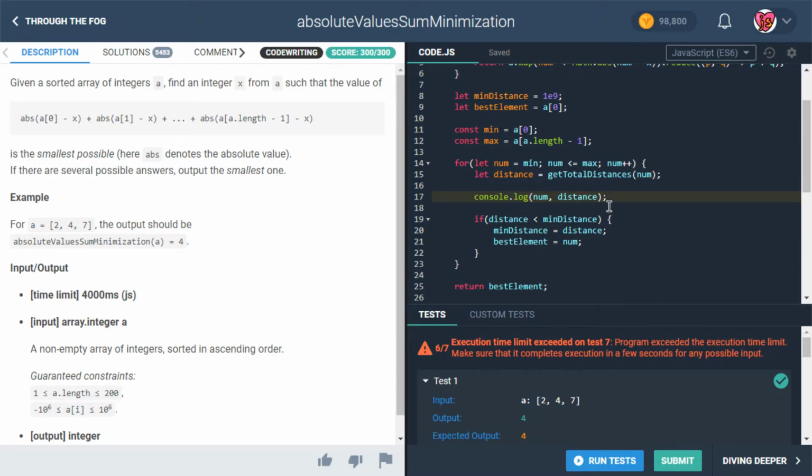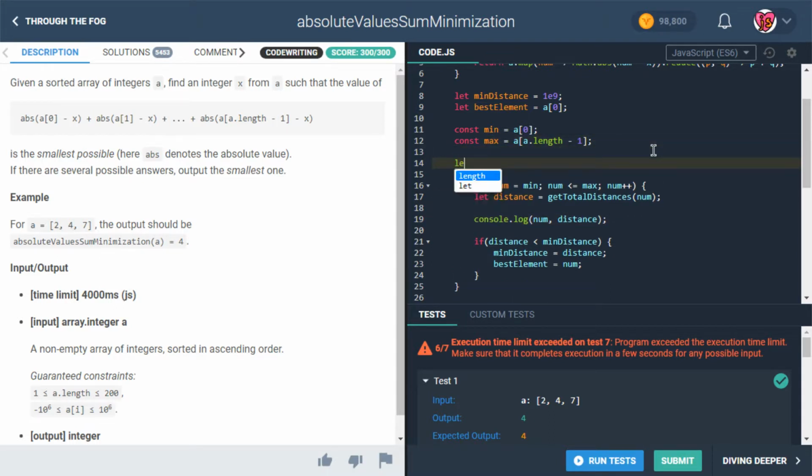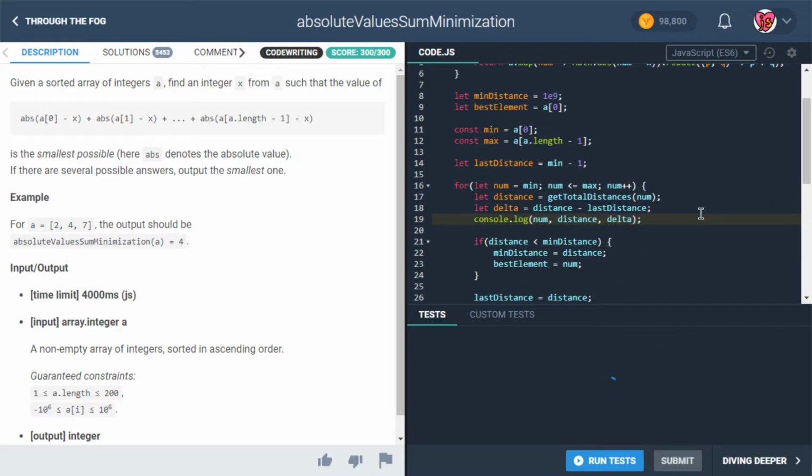But that's not the only thing I'm interested in. So let's do something like this. We'll say let last distance be assigned the value of min -1 for now. Great. And then we'll say let delta be assigned the value of distance minus last distance. And after all this is done, we'll say last distance is distance. So delta, let's put that in now as our third thing that we're console logging.